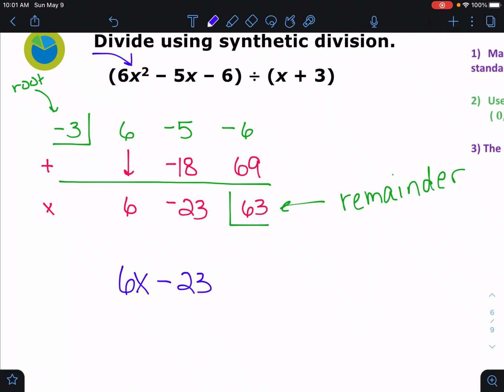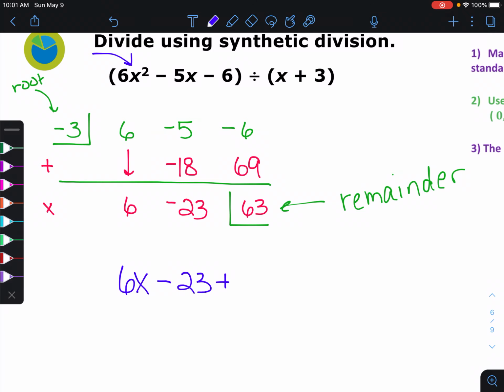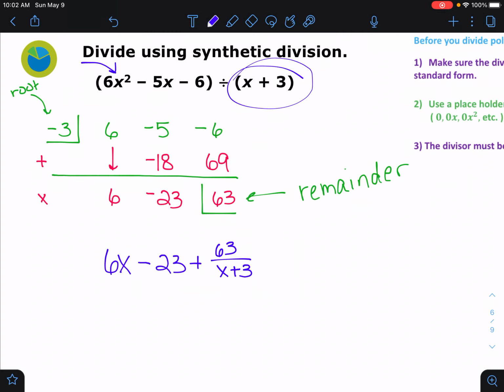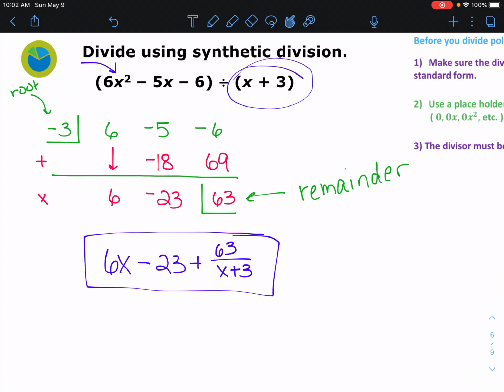And then we're going to write our remainder, which is 63, always over the divisor. Now you want to write your divisor, look back up here, it's x plus 3. So x plus 3. Okay, and this is my answer. So it's a quick kind of crash course on synthetic division. So that's how it works.